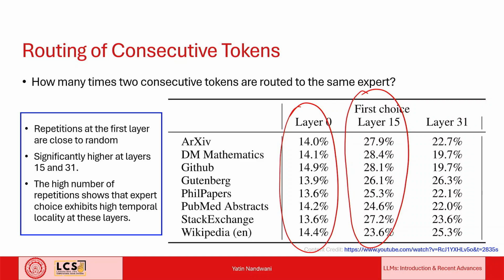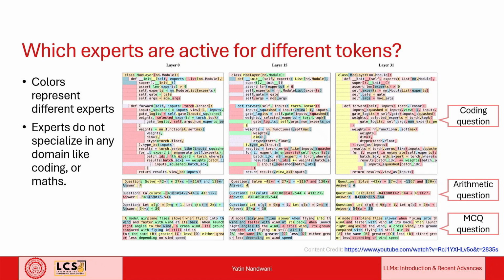So that means that there is some relationship, right? There is some contiguity. If a particular token is getting routed to one expert, then the likelihood of its neighbor getting routed to that expert is also high, right? And this is the final analysis that they show: which experts are active for different types of tokens.